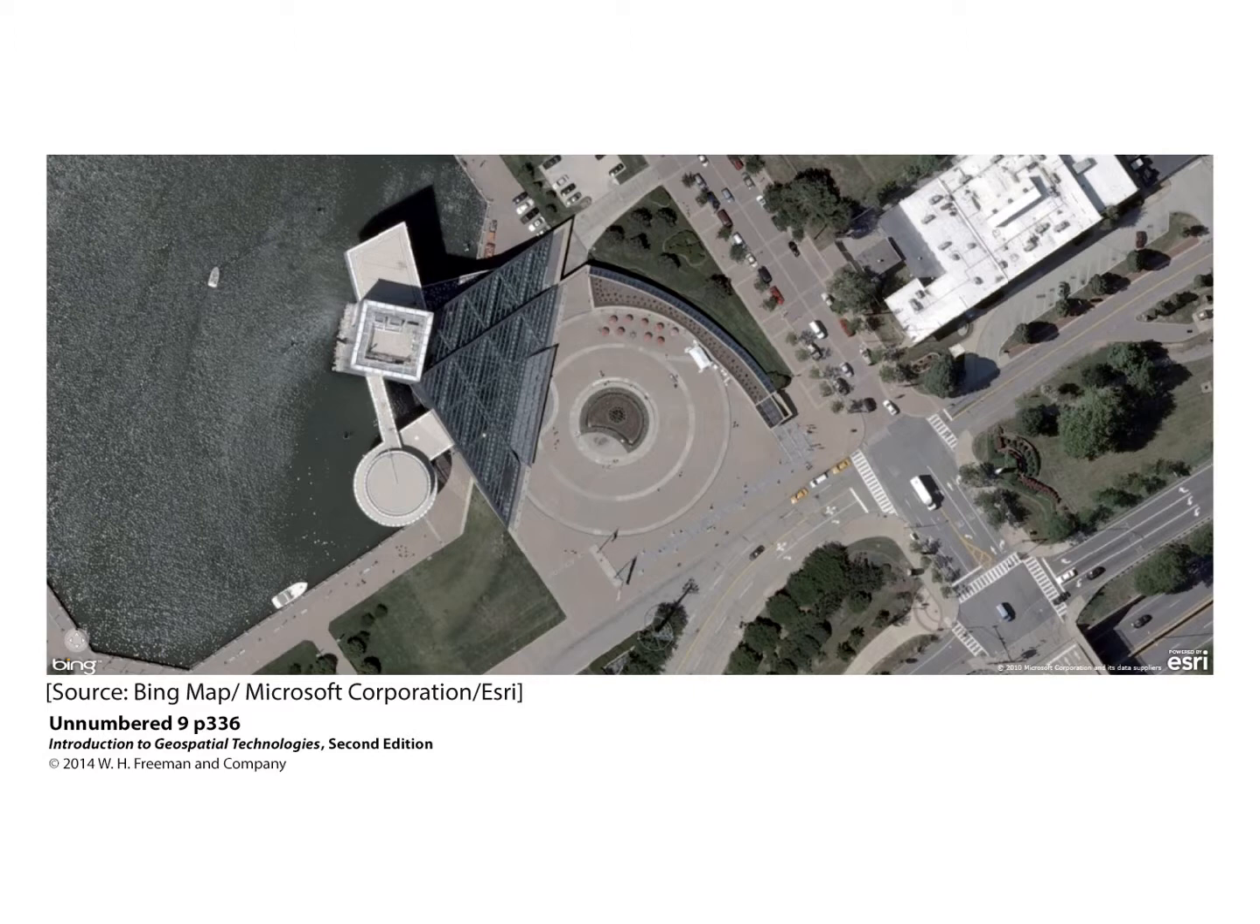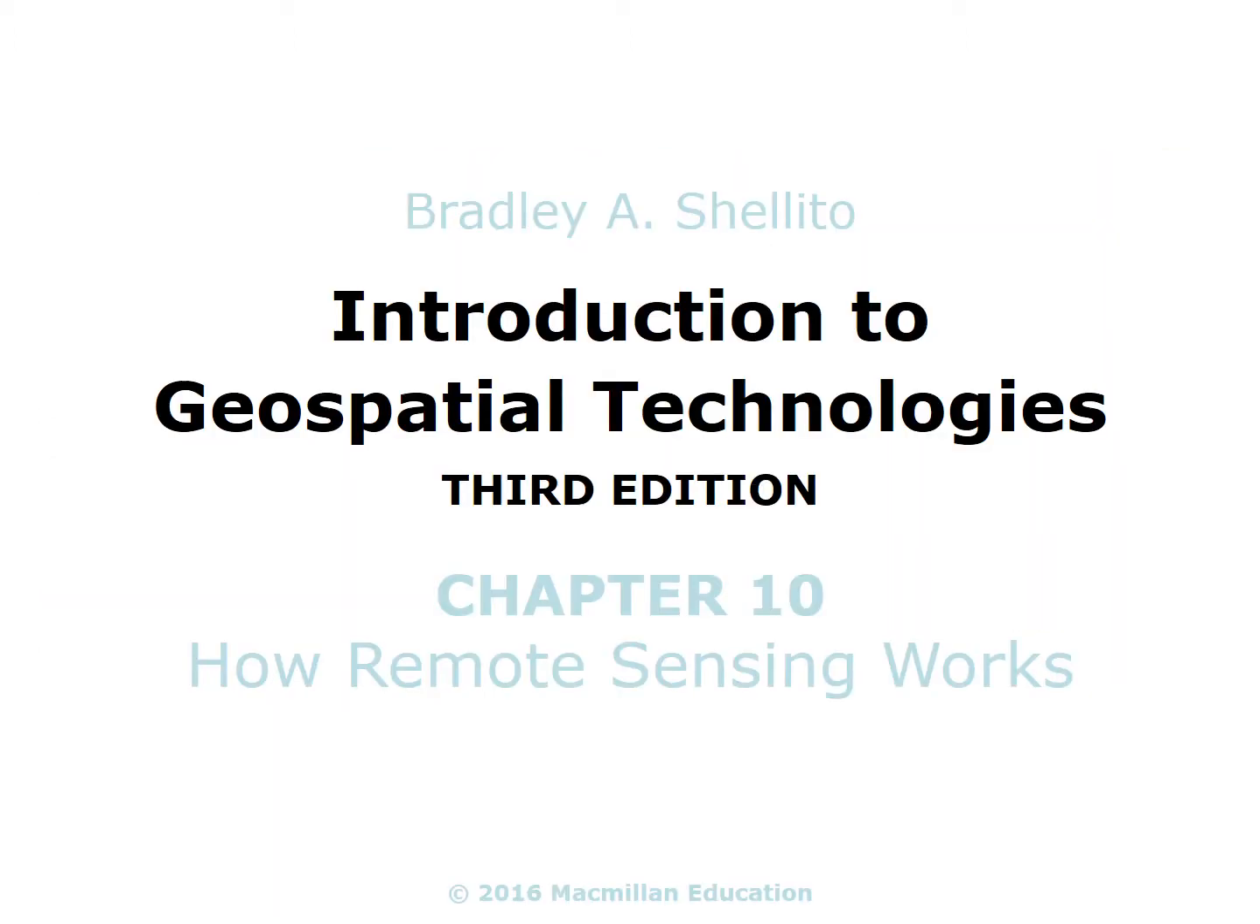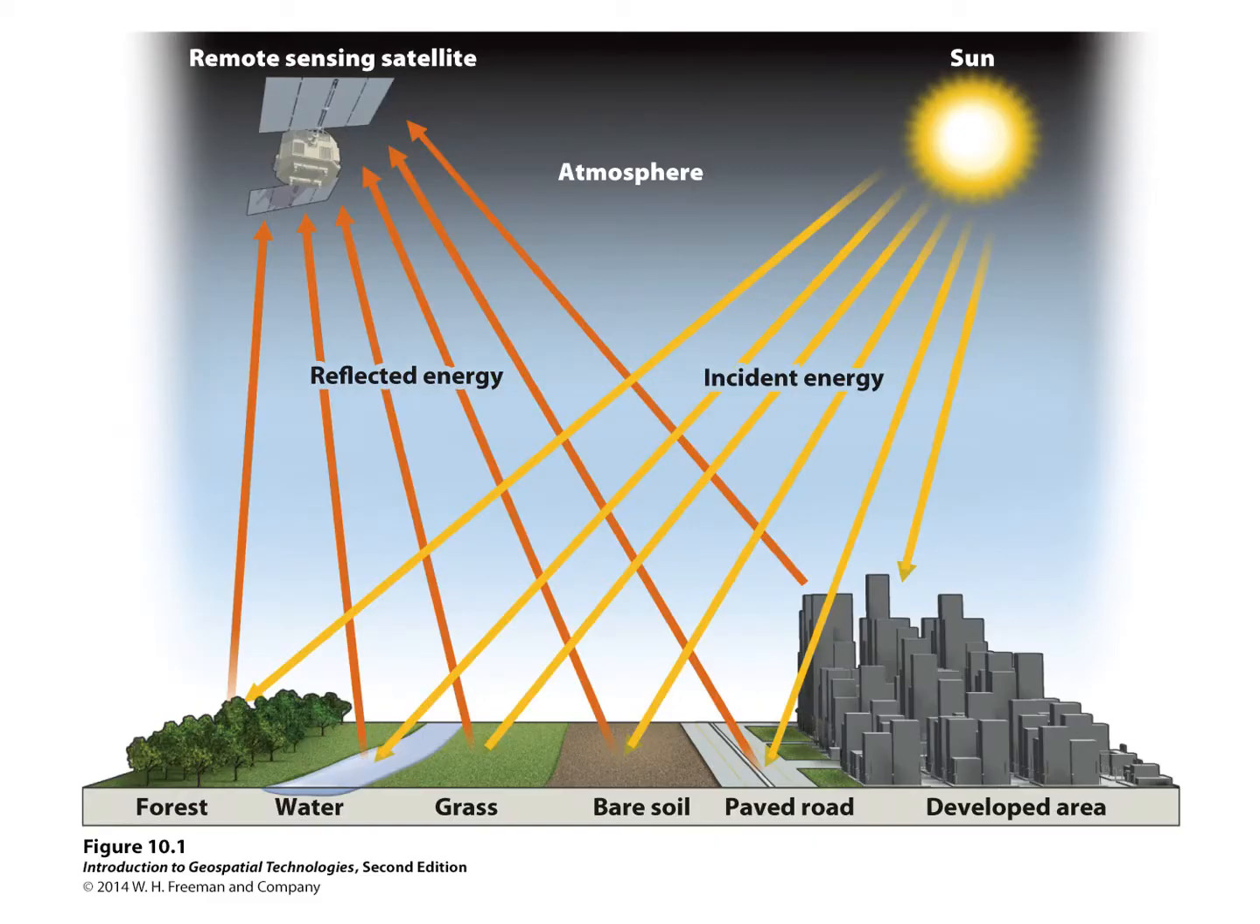Alright, moving on, let's take a look at Chapter 10. So Chapter 10 is all about how we actually use remote sensing and how these things sort of work, and so we're going to talk more about that. So you have some source of energy, or the incident energy, like sunlight, comes down, hits the surface of the Earth. Some of it is reflected away.